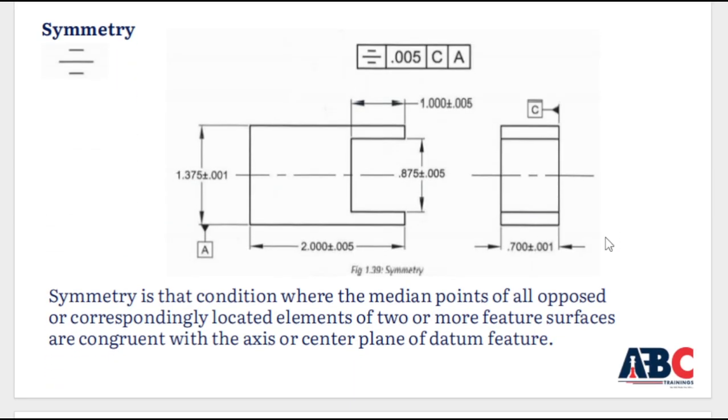Symmetry. Symmetry is that condition where the median points of all opposite or correspondingly located elements of two or more feature surfaces are congruent with the axis or center plane of the datum feature.